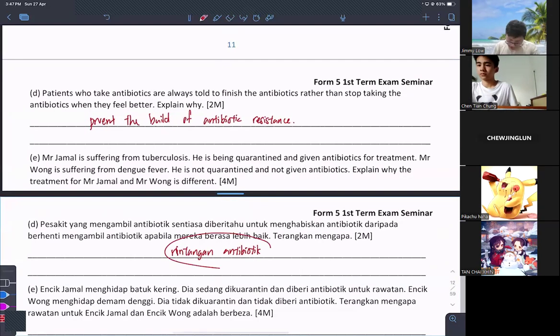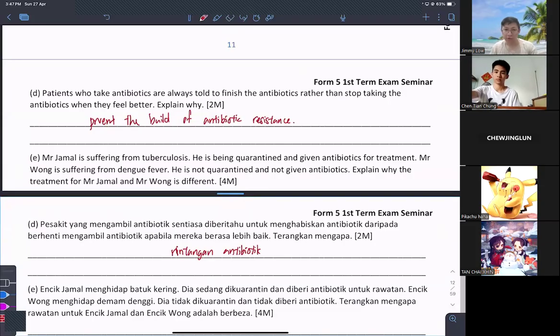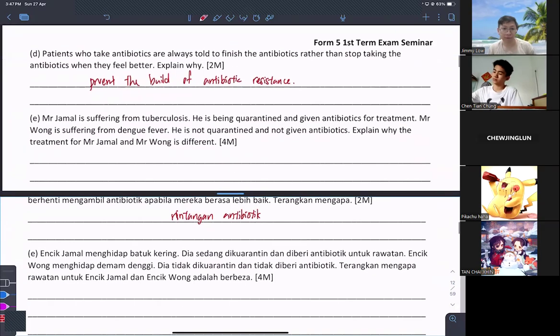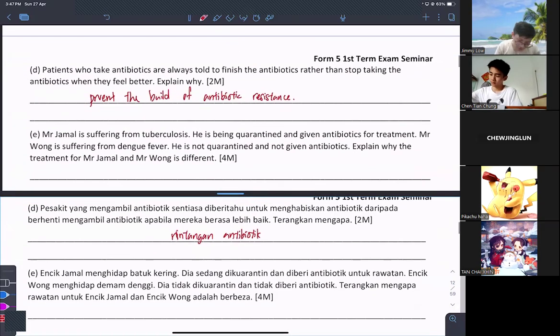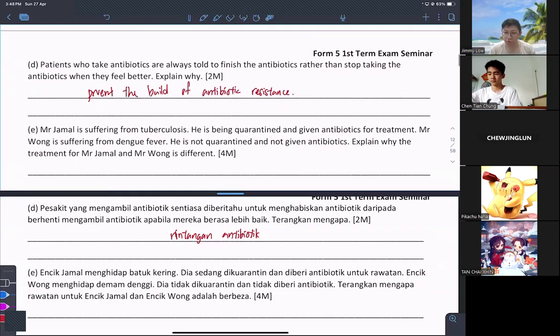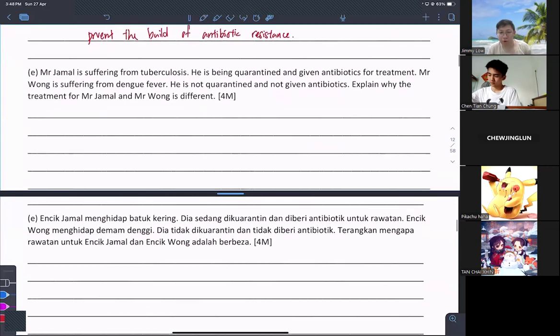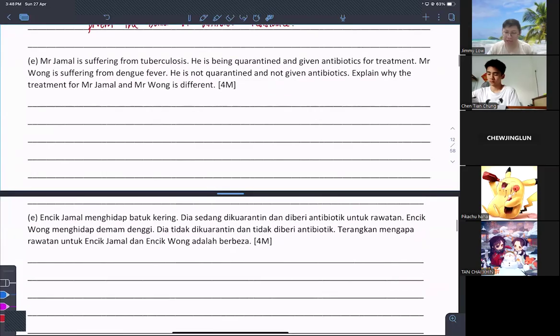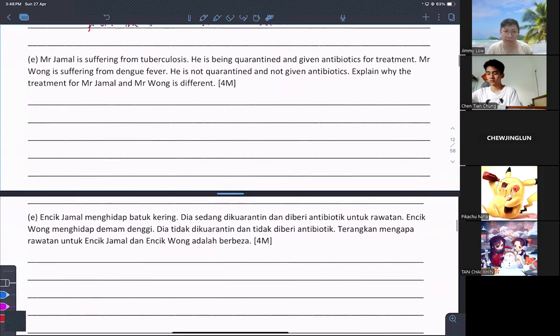So, kalau tidak dihabiskan antibiotik, kemungkinan tidak dapat membunuh bakteria yang sama pada masa depan. So the way to answer is like this. You see, we always answer based on the points. If the points given is 2, you have to elaborate a little bit. If the point is given as 1, just state the point, then fair enough already.